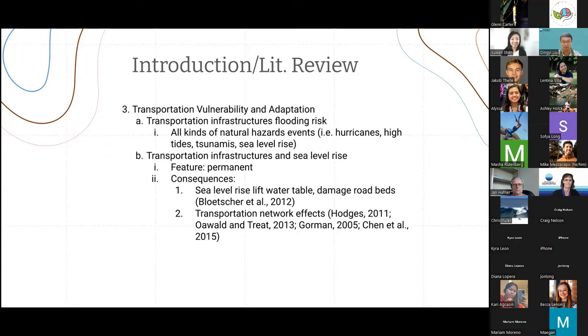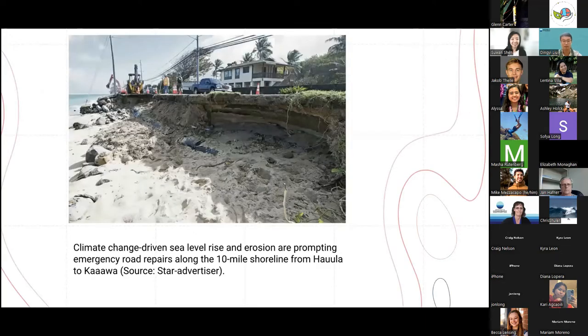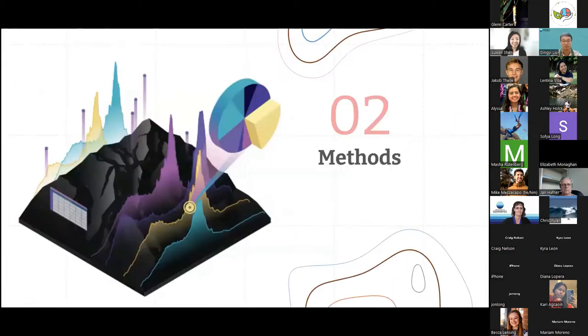is permanent. Sea level rise will lift the water table and damage the road beds. It will also affect the transportation network, cut the roads and make the roads close. So this is a photo of what's happening in Hawaii now. The sea level rise erodes the road bed.